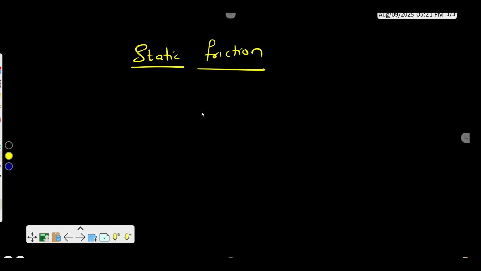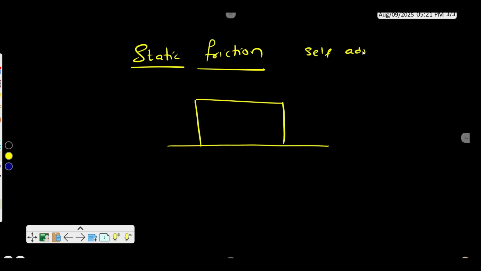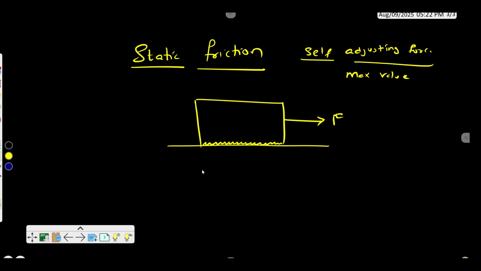Static friction will be like, for example, there is a body. This is a self-adjusting force. This will have a maximum value. After this maximum value, you are going to see the body will move. Let us suppose there is a force present on the body and there is some friction. The body is not yet moving. The value of mu s will be given, let us assume 0.6 or 0.7.